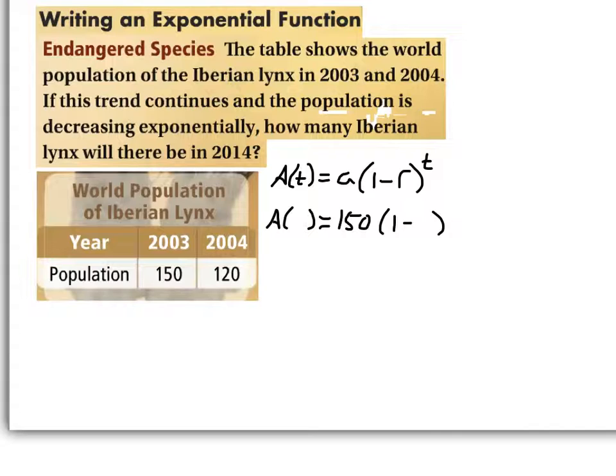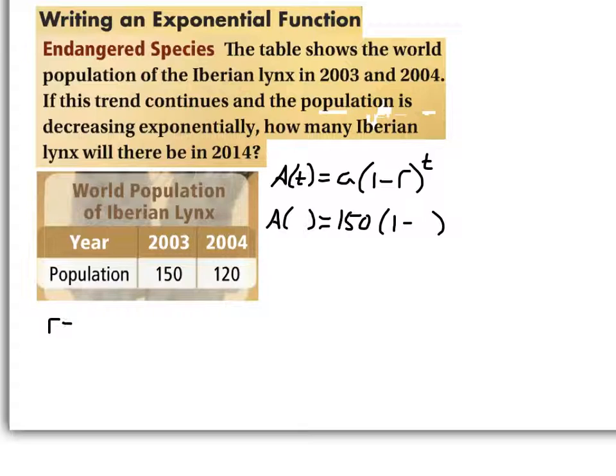Okay, but now wait a minute. Decreasing by 30 individuals, right? Decreasing by 30 individuals. That is not 30%. R is a percentage. We need to find what percent this population is decreasing by. So you're right, 30 individuals, but how do we find R? How do we find that percentage?